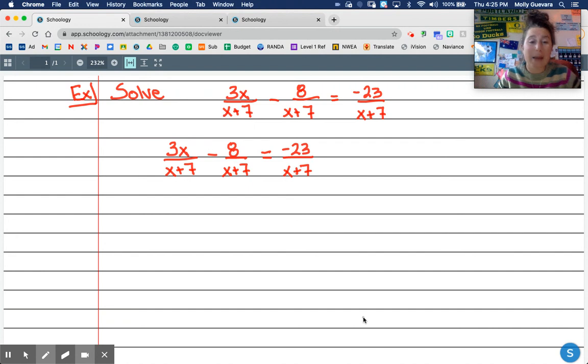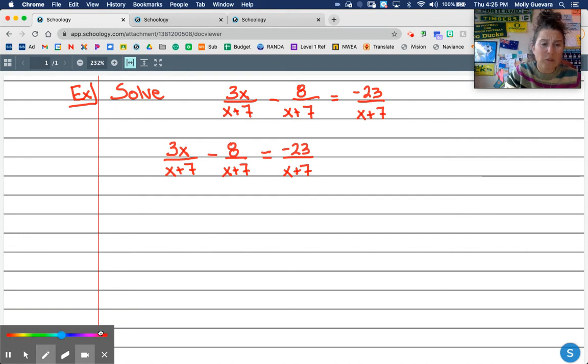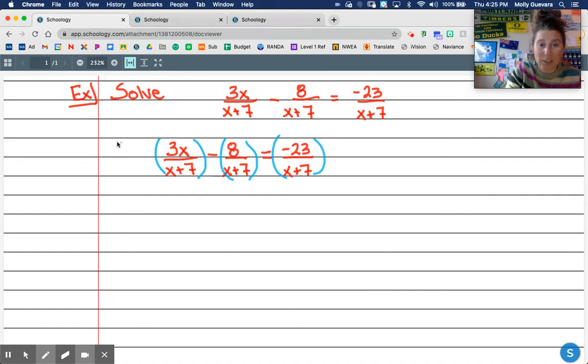Okay, so step 1 says to factor everything. Well, there's nothing in here that needs to be factored. Everything is already factored, so I should be good to go. Step 2 then says to multiply by the denominator. Right now, all of my denominators are the same, so what I'm going to do is multiply every single term by my denominator.